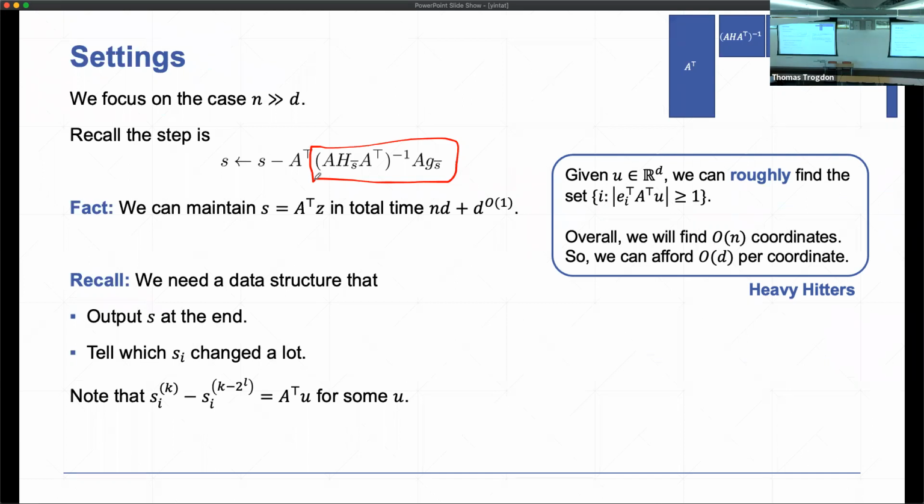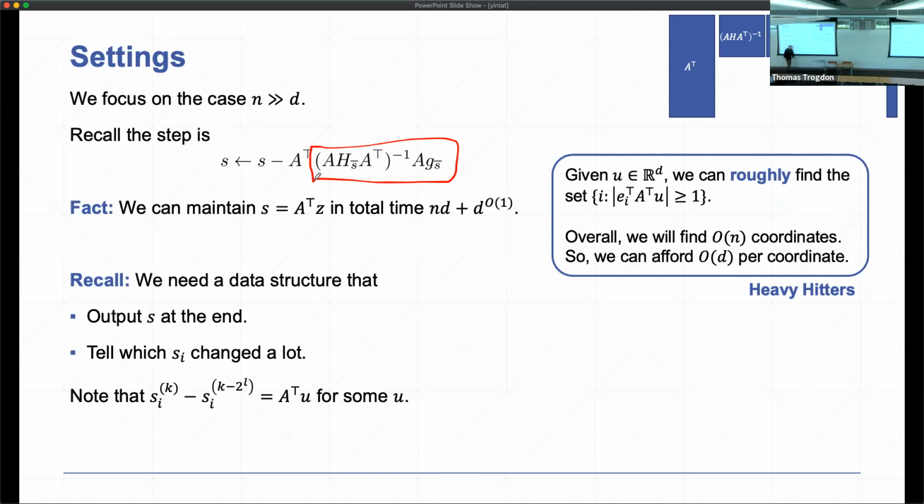So you can think, roughly speaking, what we need is just this data structure. We are given a D-dimension vector U, and we have a very tall matrix A transpose. And we want to tell which coordinate of A transpose U is, say, larger than 1. And we want to find n coordinates in total during the whole run of robust IPM. We have a budget of O(D) time per coordinate found.